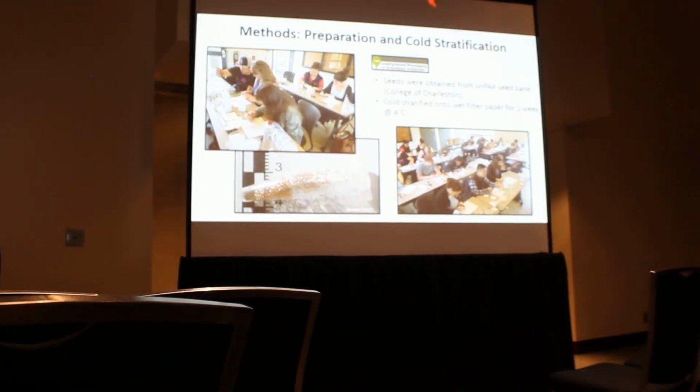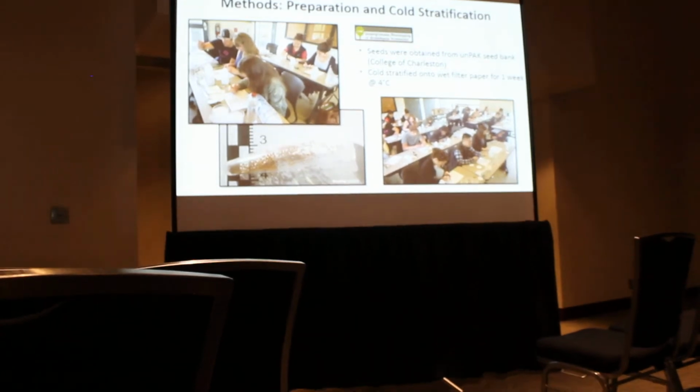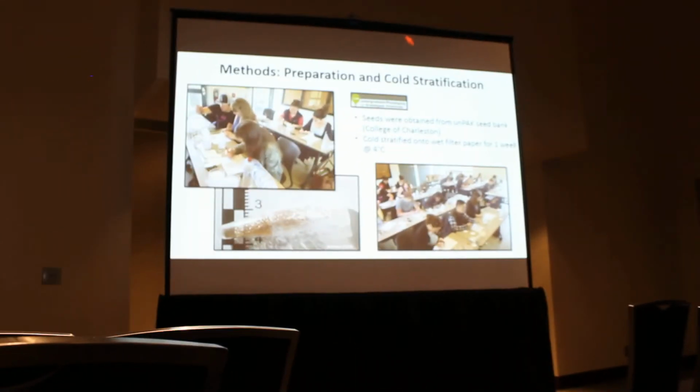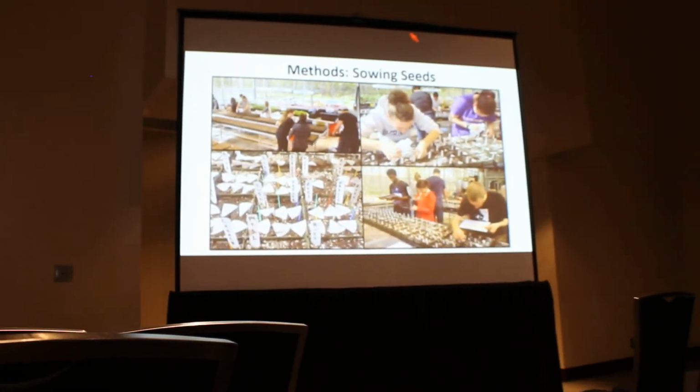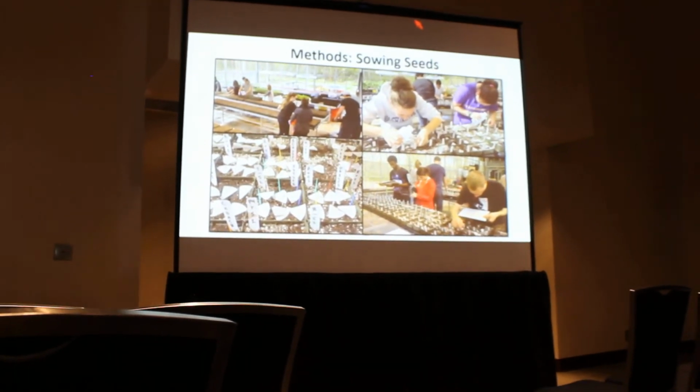So we cold stratified the seeds. First, they were obtained from the Unpack seed bank. They were cold stratified for a week at 4 degrees Celsius. The students then sowed all the seeds. We did a split block design in the greenhouse.